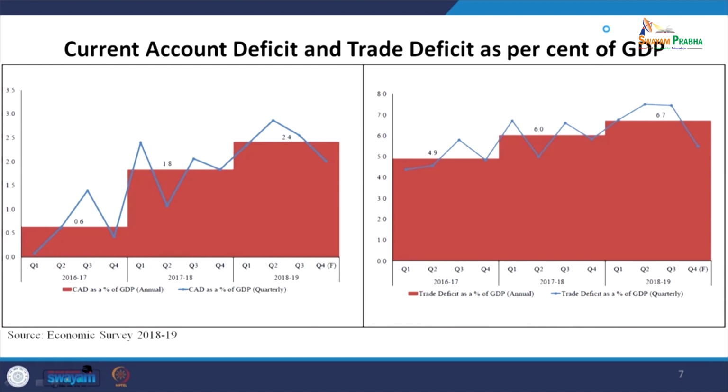Now look at the current account deficit and trade deficit. This side is for trade deficit and this side is for current account deficit, as a percentage of GDP. We are supposed to measure all these things as a percentage of GDP in order to have a better capture. We have already seen 2.6% as the latest figure for CAD, current account deficit, as a percentage of GDP. Here it is highlighted in red, and the next side is CAD as a percentage of GDP, but quarterly, so it is a continuous series.